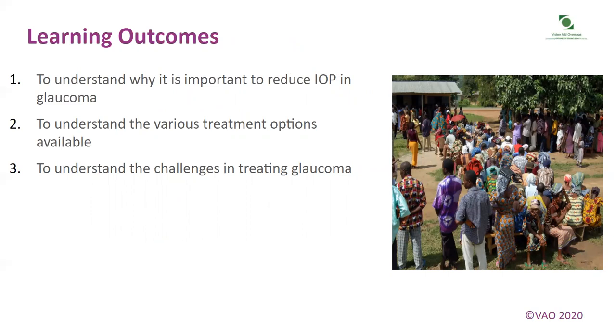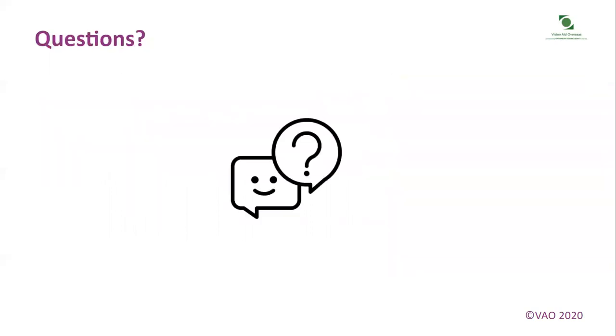Make sure that you have achieved the learning outcomes for this module: to understand why it's important to reduce IOP in glaucoma, to understand the various treatment options available, and to understand the challenges in treating glaucoma. Make sure to have any of your questions answered.